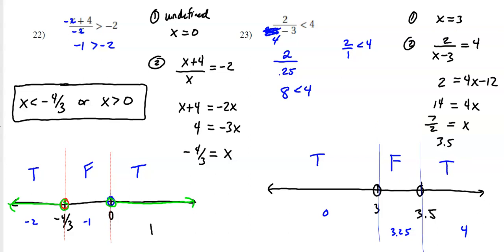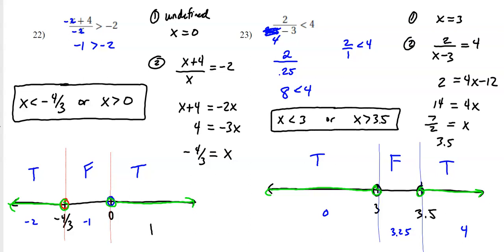So now we can come in here and figure out our zones. It looks like this stuff works. So x can be greater than 3.5. But then we have a second solution region over here, and that means x is less than 3. All right? So this is your final answer.